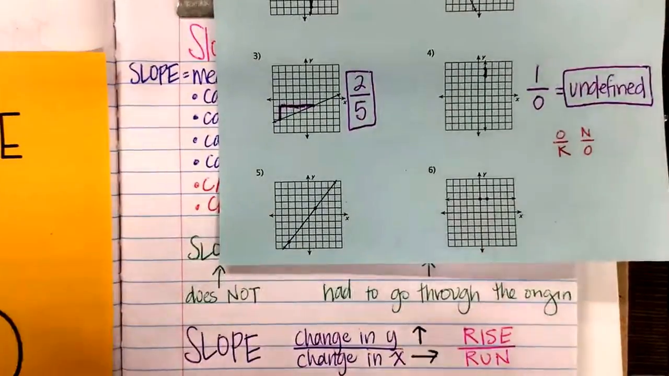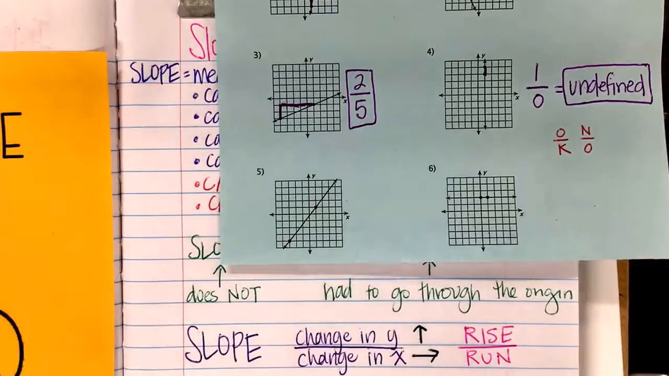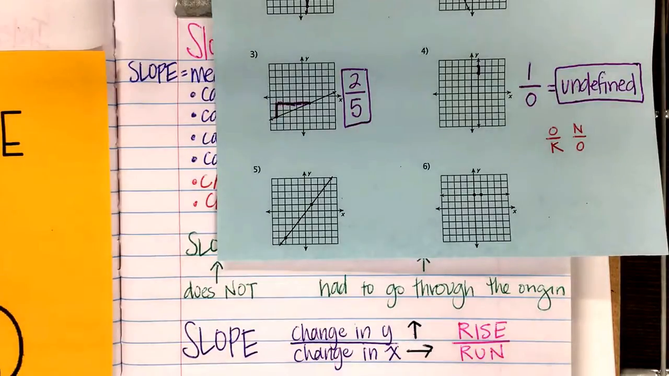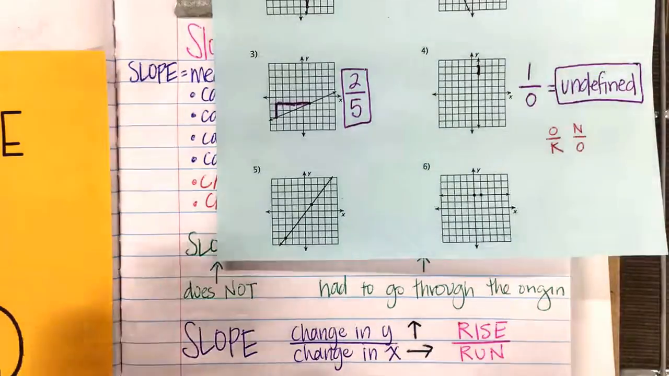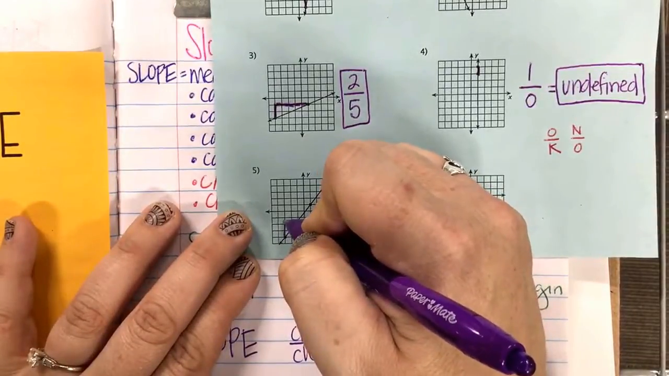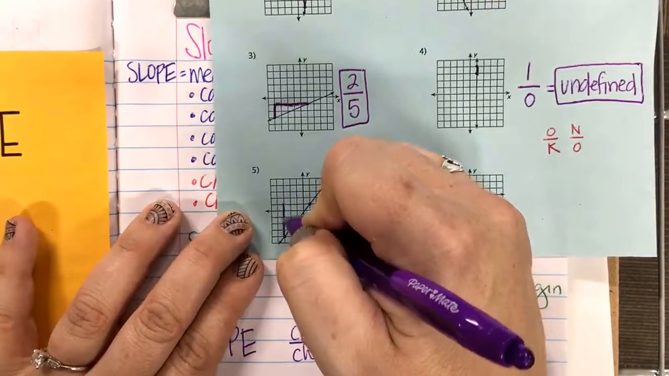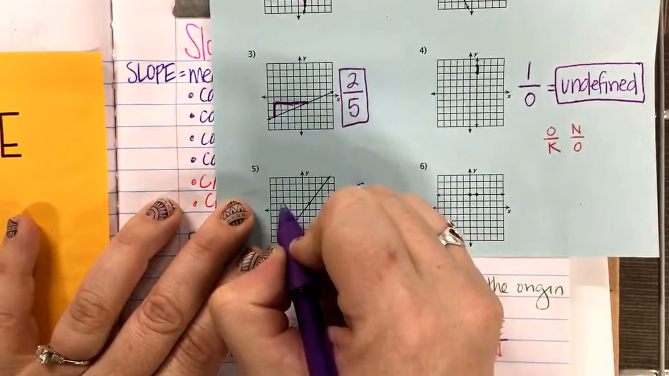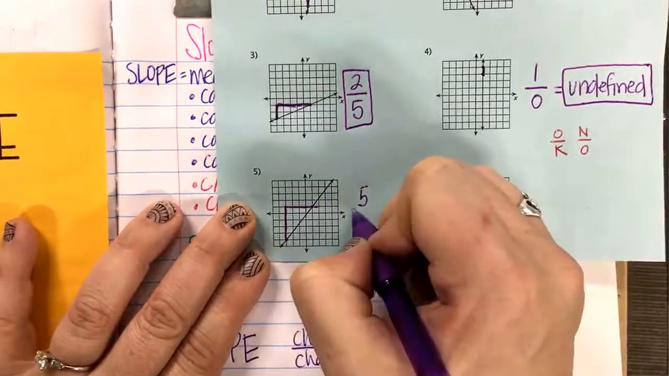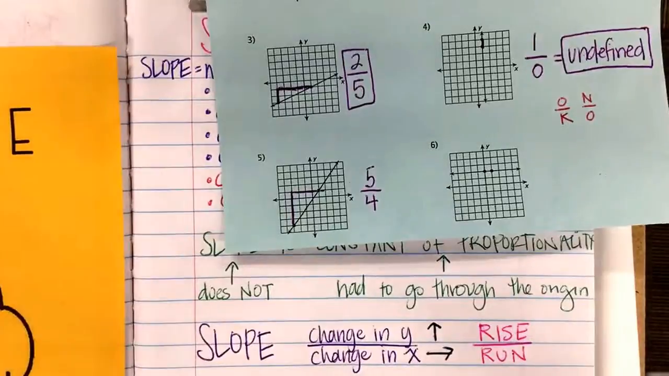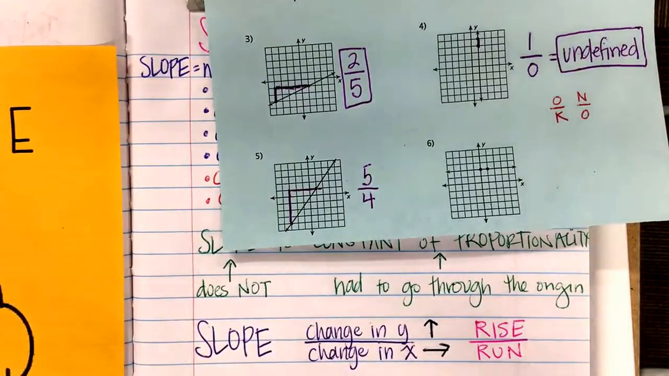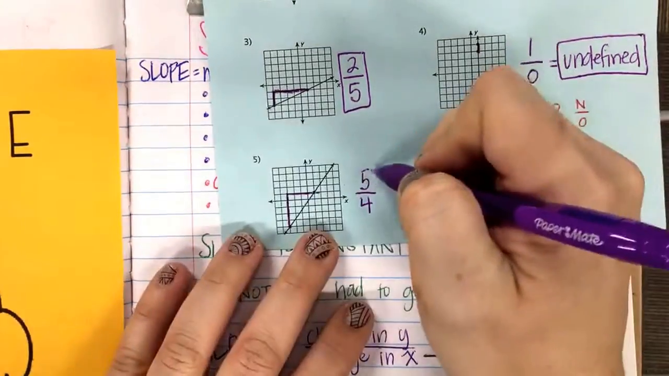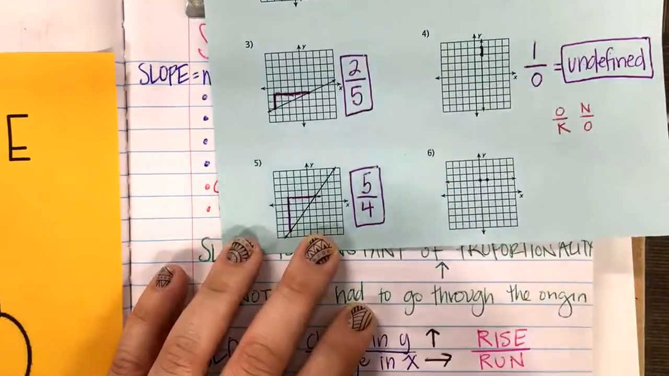Number 5, count your slope. Start at the bottom dot. Draw your triangle. Count vertical and horizontal. Rise over run. Vertical change was 5. Do you agree? Horizontal change, 1, 2, 3, 4. Do you agree? Can I simplify 5 over 4? It's as simple as it gets. We do not want mixed numbers. We do not want decimals. So this is my answer. Is it positive? Yes. Positive.